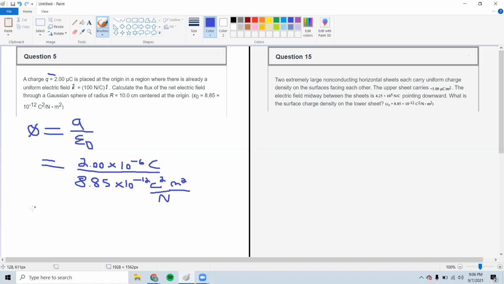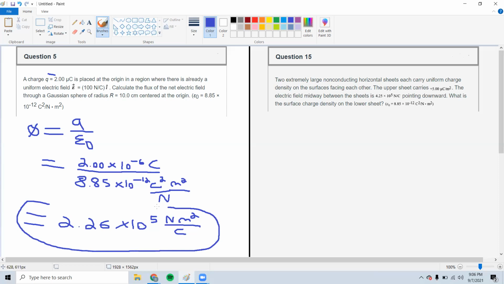When you put this into a calculator, you get 2.26 times 10 to the power of 5, and then the units sort out to be N·m squared over coulombs. So that right there is the electric flux of the net electric field through a Gaussian sphere.